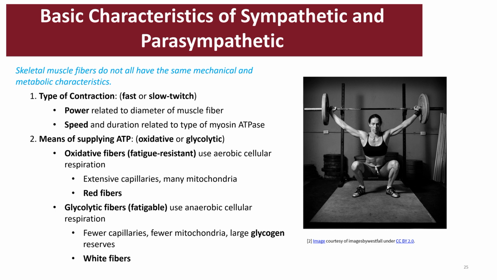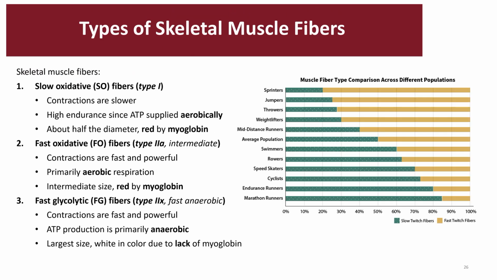Glycolytic fibers are white in coloration, and they predominantly use glycolysis. There's a very limited capillary supply and a much smaller amount of mitochondria and myoglobin. Because of this, they are more fatigable. So let's take a look at the three types of fibers.